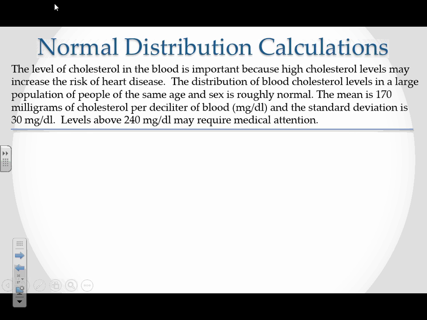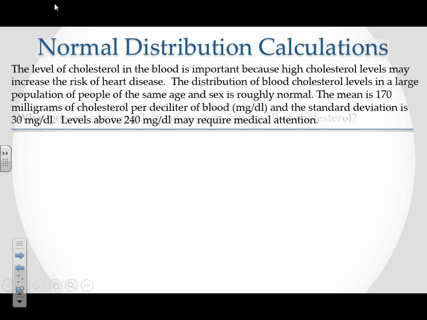Okay? So, from the problem, things that we should be looking for or highlighting. First, it told us this is a roughly normal distribution, so we know we can use our normal distribution calculations with it. The next thing, with this normal distribution, it gave us the mean of 170 and it gave us the standard deviation of 30. Those two things are always extremely important to find. Those are our two values: 170 for the mean, 30 for standard deviation.